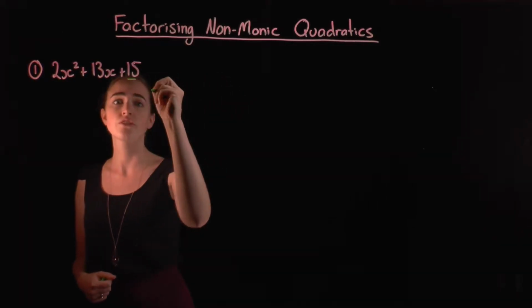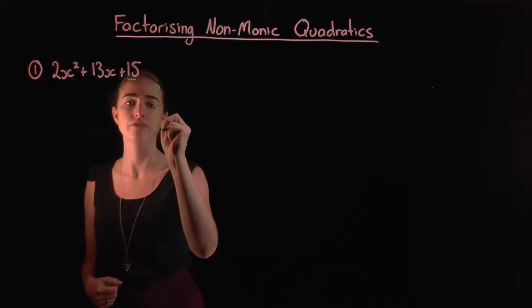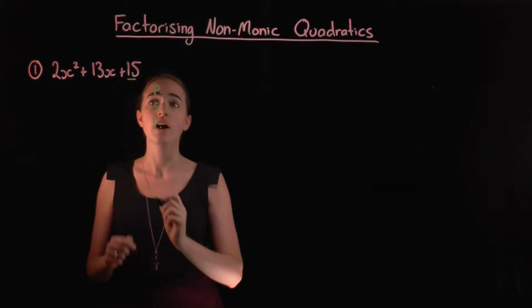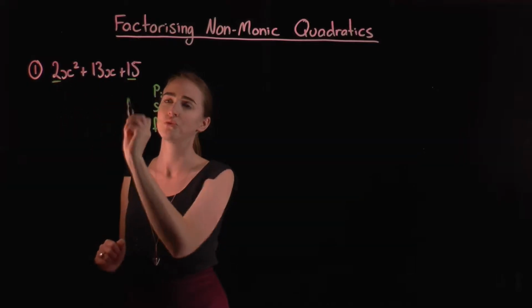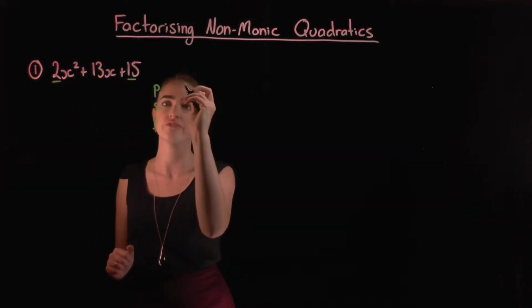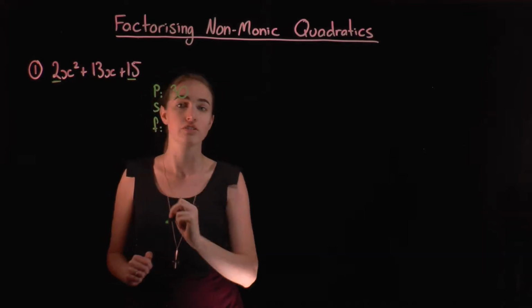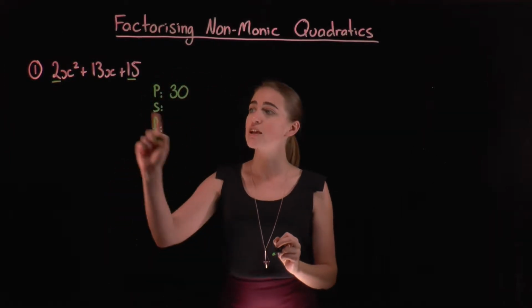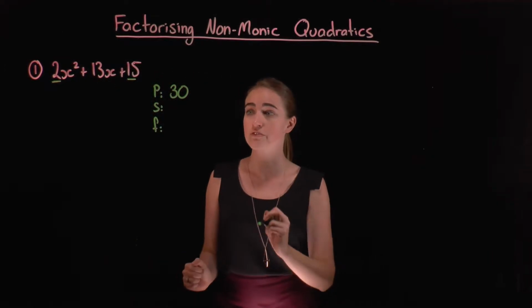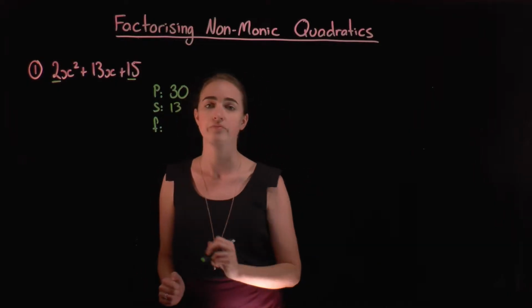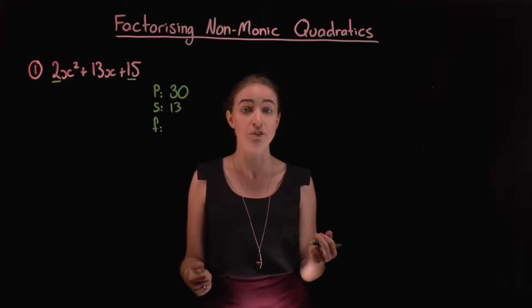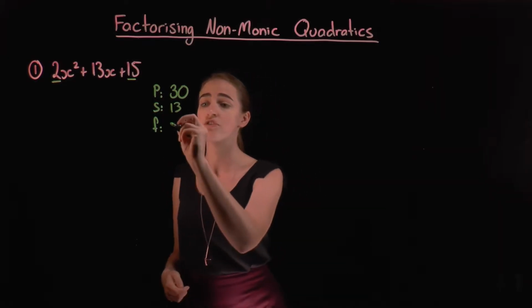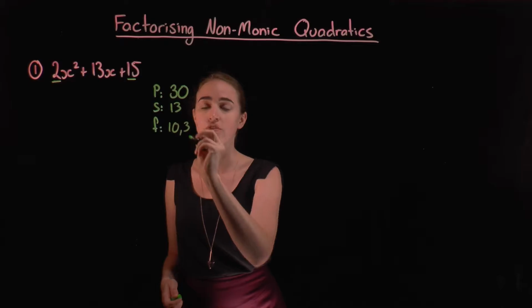We're still going to do PSF, but our product, instead of just being that 15, is going to be the product of 2 and 15. So we're going to go 2 times 15, so we want a product of 30. Our sum is going to stay the same. Our sum is that coefficient of x, so we're going to have 13. We now need to find two numbers that multiply to give 30 and add to give 13. In our case, those two numbers are going to be 10 and 3.